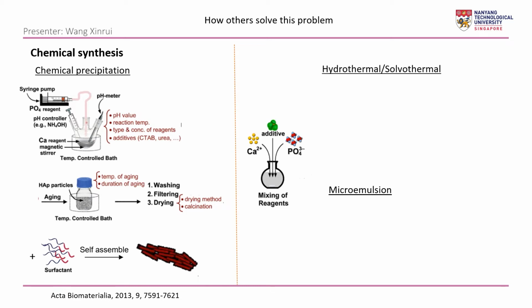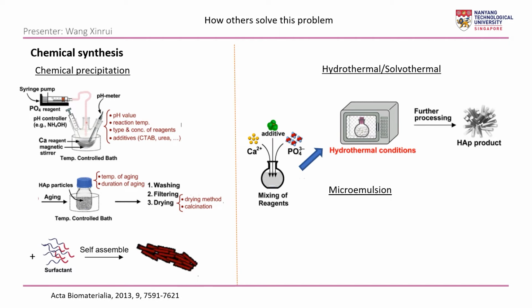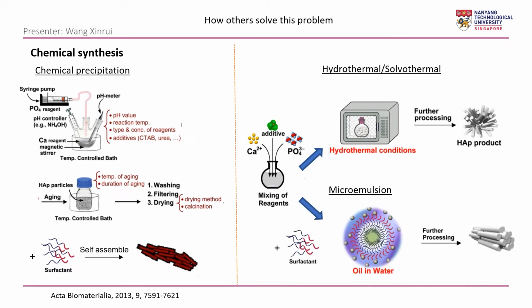Hydrothermal and microemulsion methods are also widely used for good control of microstructures. For hydrothermal, simply mix the reagents and treat them with hydrothermal conditions. For the microemulsion method, it is essential to generate microemulsions to let the crystal nucleate and grow in a certain shape. These two methods are also combined to create the hydrothermal microemulsion method. They generate microemulsions containing the reagents first and treat them with hydrothermal conditions. Then HAP nanorods with mono-distributed sizes can be obtained.